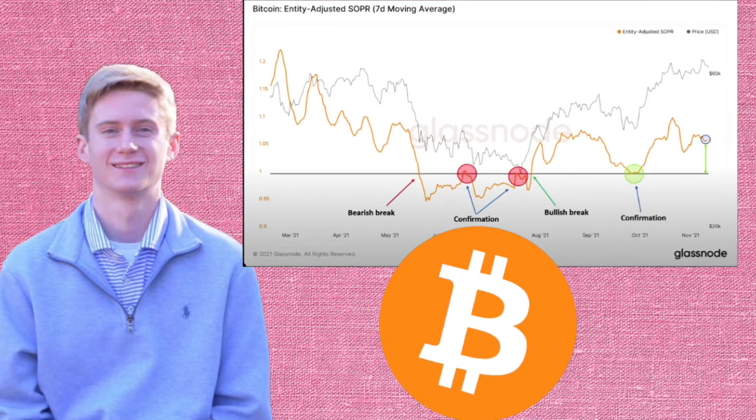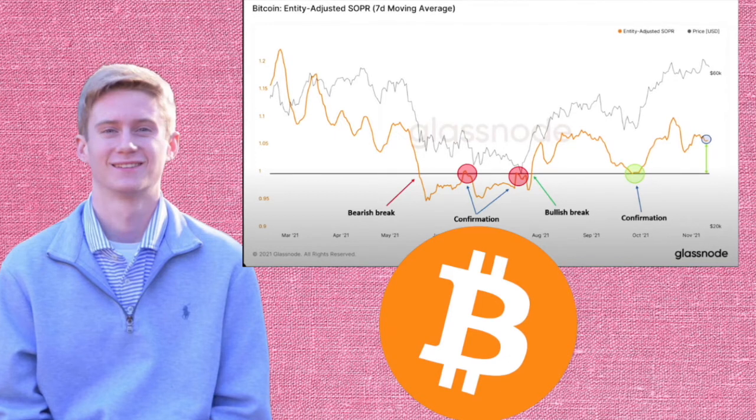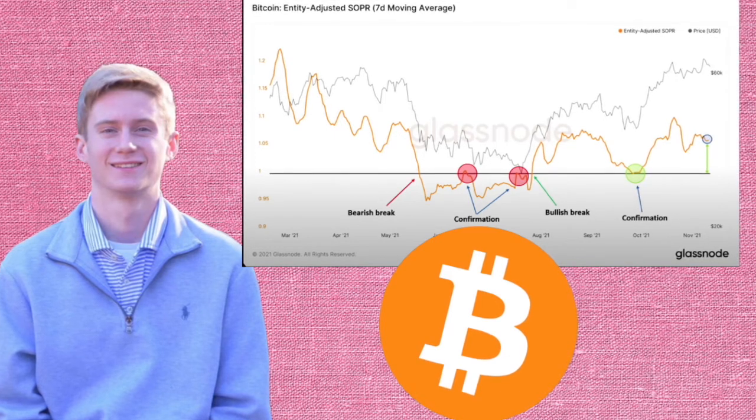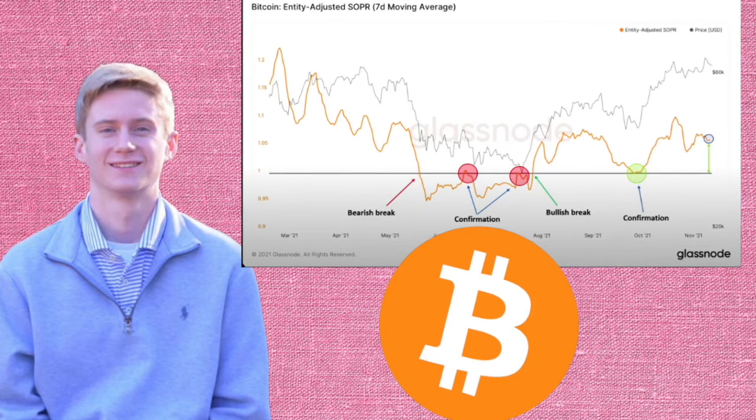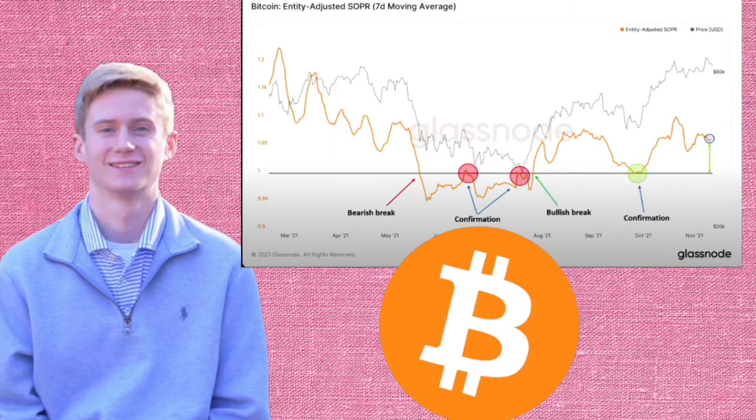And so what you want to see in bullish trends is the ratio coming back down and bouncing off that one threshold on any kind of major correction. In bearish trends, what you're looking for is a failed retest from the underside of one.